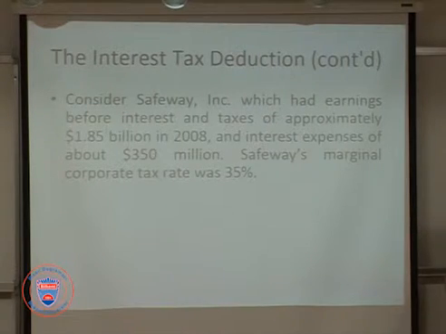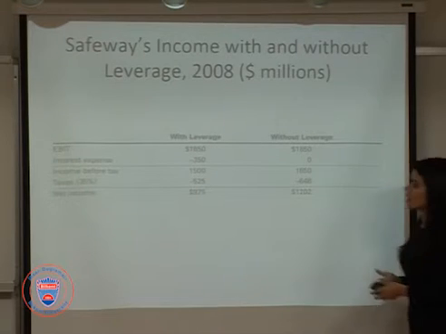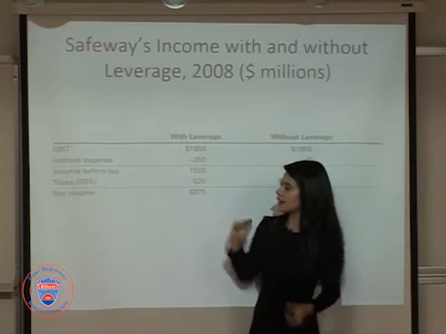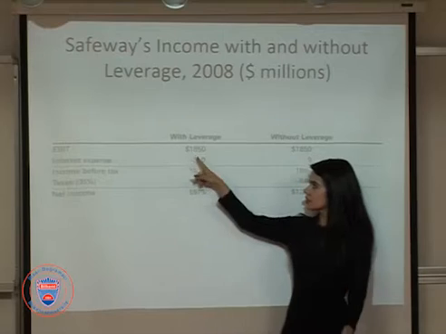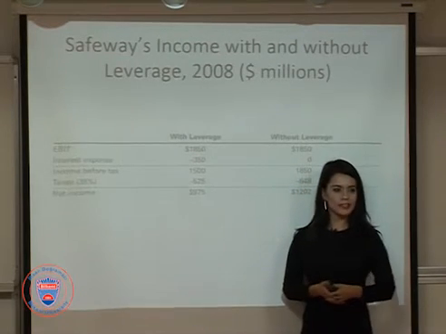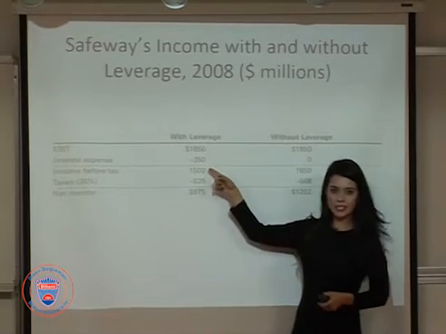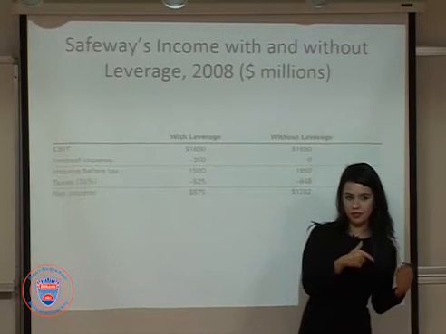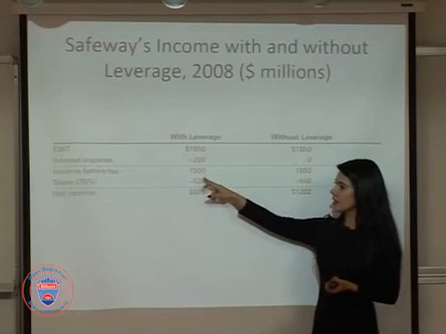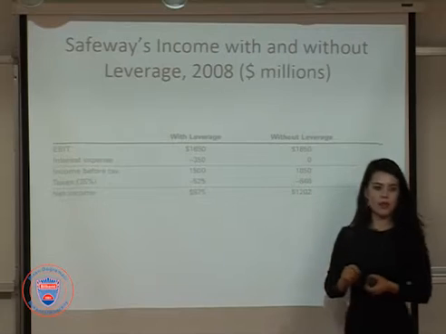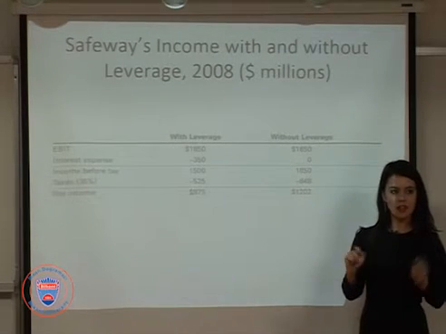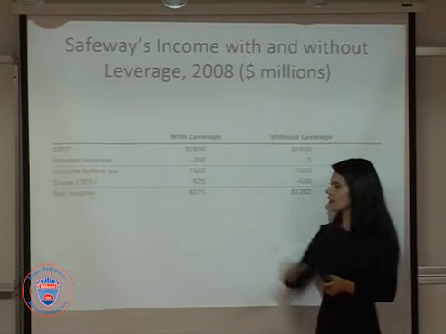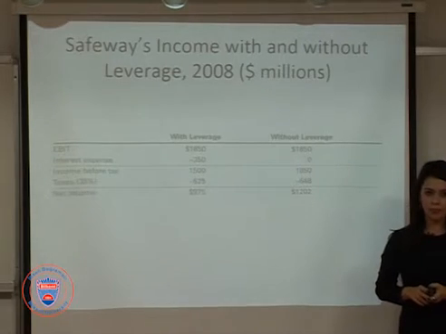So now let's look at the income for this company in the debt case and no debt case. With some leverage, the EBIT was given. It is 1850, and interest expense is 350, given in the question. So taxable income is 1500. You pay 35% of it to the government, so your net income will be 975.